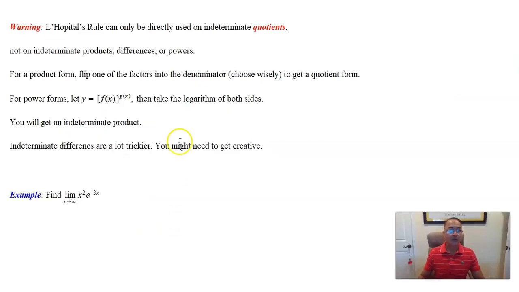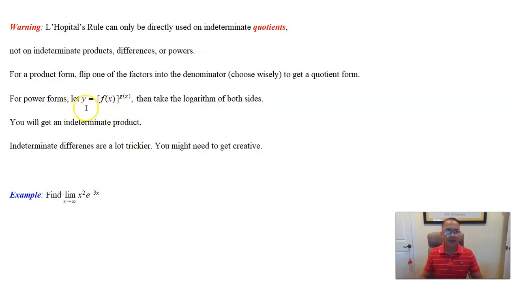So one more time: you can only use L'Hopital's rule when you have an indeterminate quotient, 0 over 0 or infinity over infinity. Not for products or differences or powers. But for a product form, which we're about to do, what you can try is flip one of the factors into the denominator. You have two choices. Choose wisely. Remember that you're going to do f prime over g prime in the next step, so you probably want a g prime that is simple, easy to do.